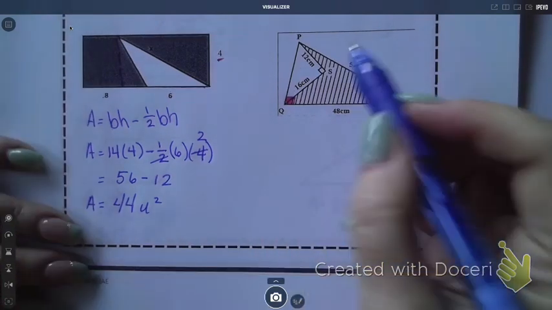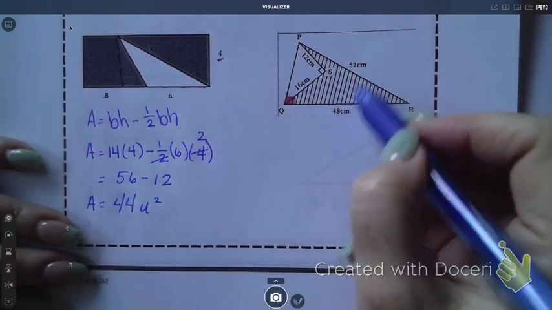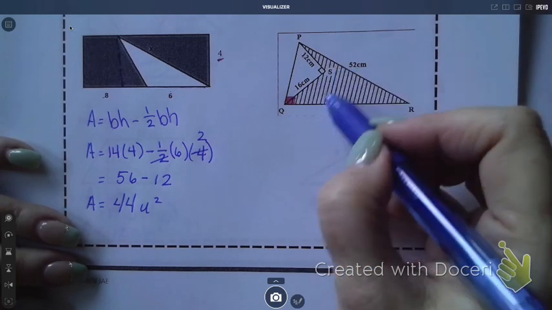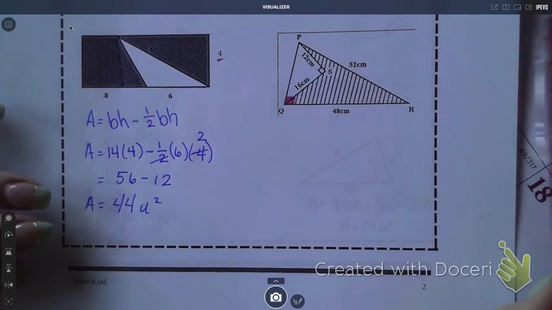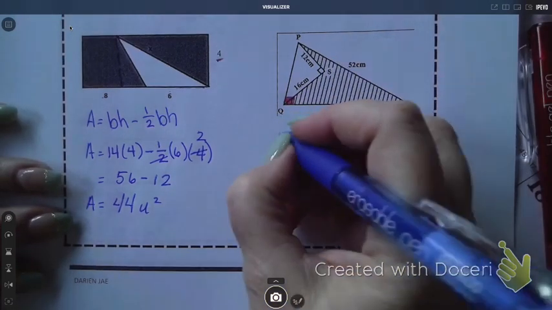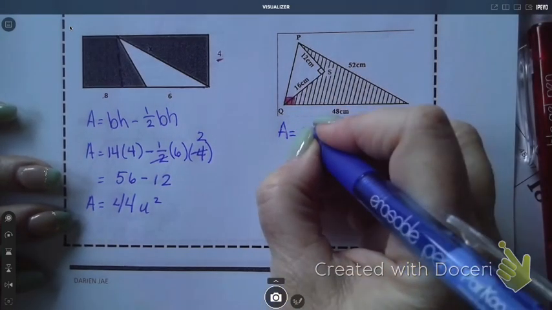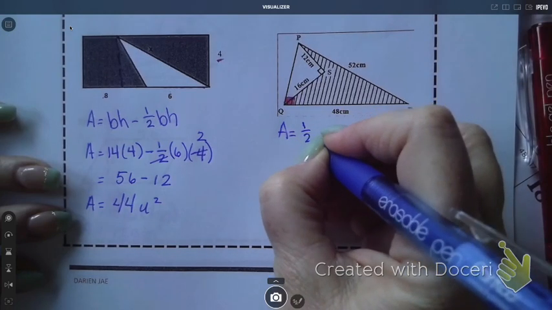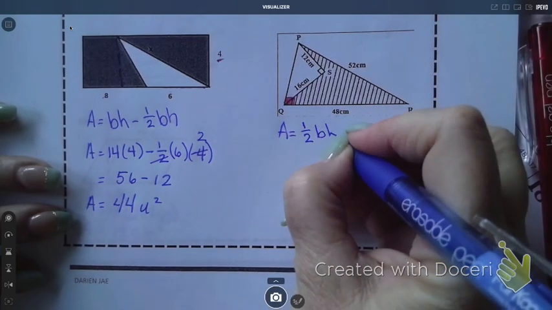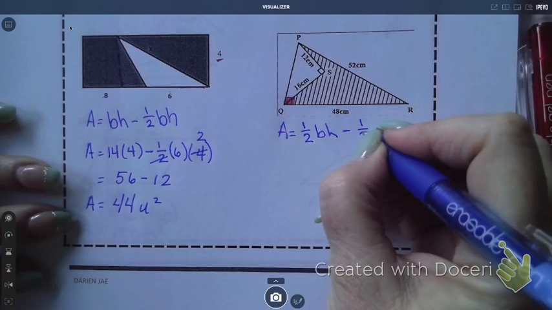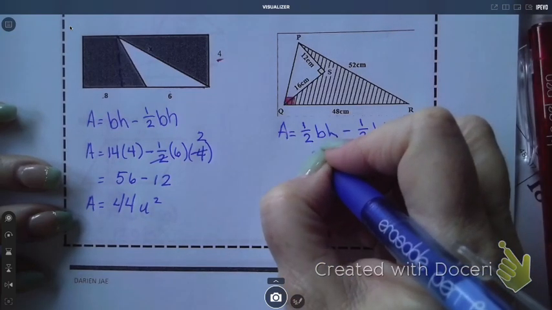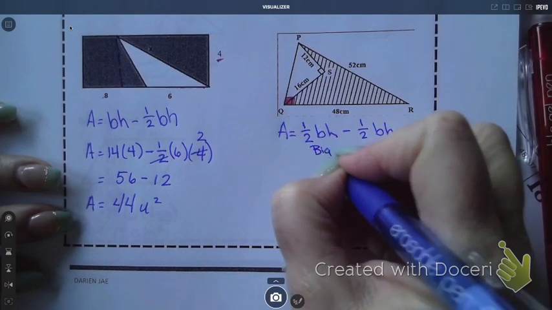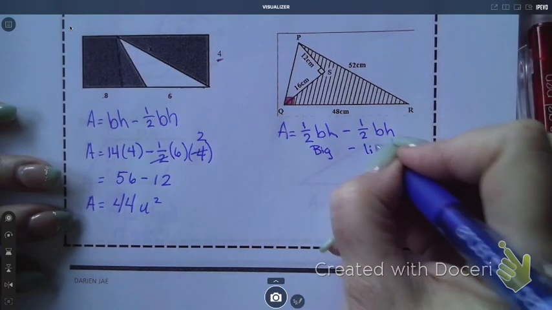I want the shaded region. But what are my 2 shapes this time? A triangle and a triangle. So I'm going to take the big triangle and subtract the little one, right? So area equals 1/2 base times height minus 1/2 base times height. The big minus what? The little.